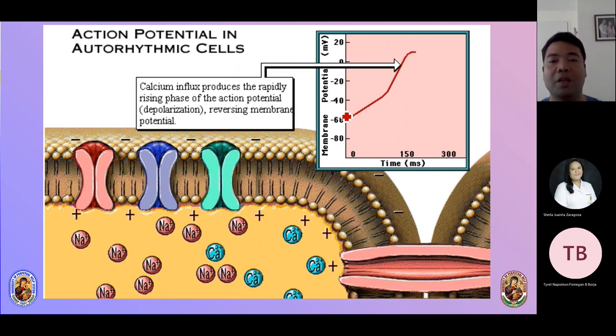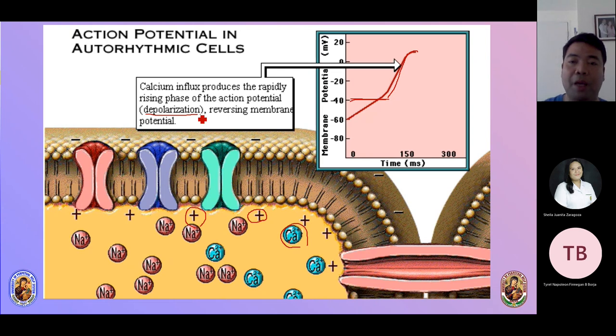Okay, more positive ions enter the cell, no? Coming from the calcium ions. Take a look at what happened. From negative 40, since more calcium ions entered the cell, the inside suddenly changed from negatively charged to positively charged. Hence our graph, no? Already overshoot na siya doon sa zero. Meaning, there is already reversal of the resting membrane potential. That is now called depolarization. And that is the second phase of the action potential.